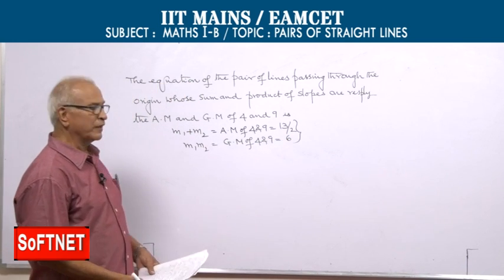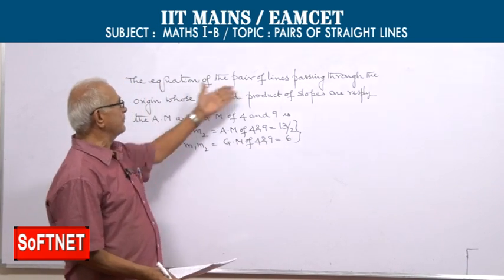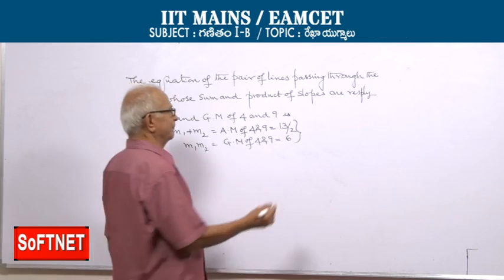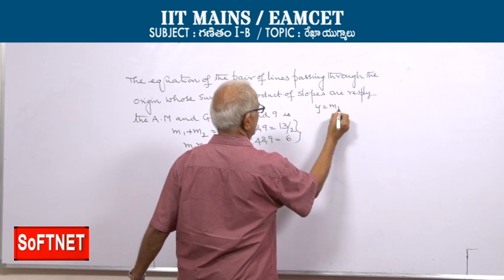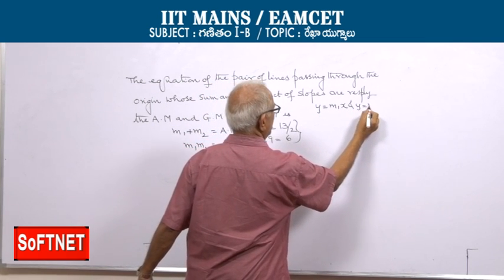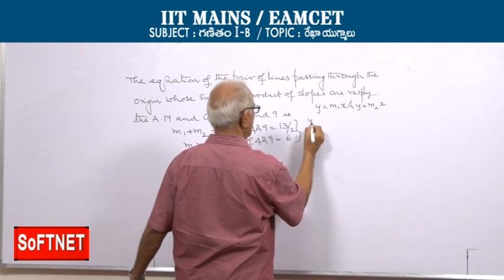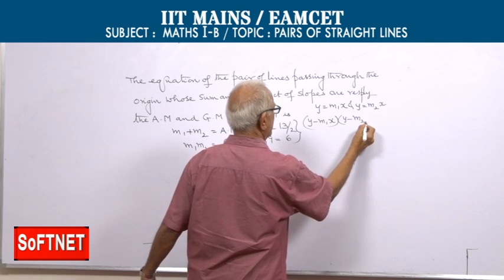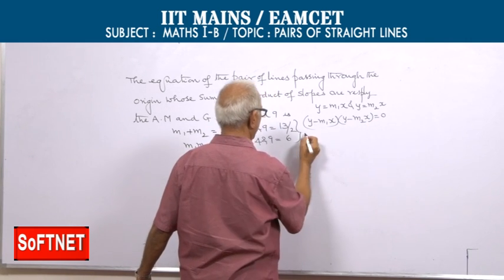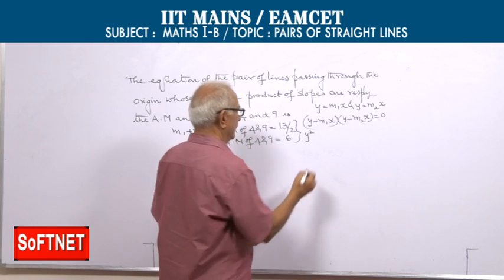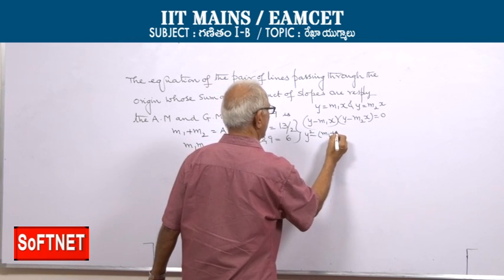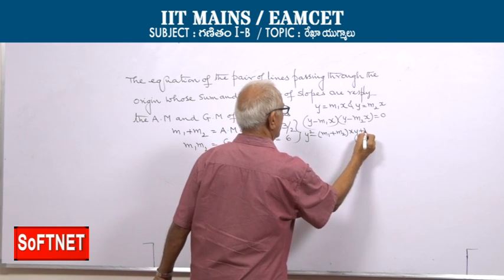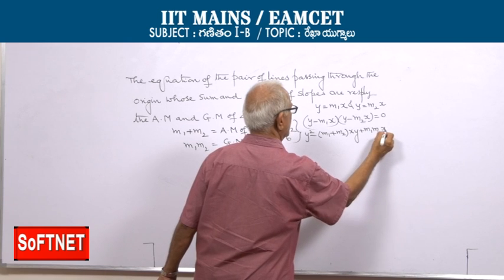So with these values for m1 plus m2 and m1 m2, what is the equation of the pair of lines passing through the origin? The lines are y equal to m1x and y equal to m2x with slopes m1 and m2. So, the combined equation is (y minus m1x) into (y minus m2x) equal to 0, or y square minus (m1 plus m2) into xy plus m1 m2 x square equal to 0.